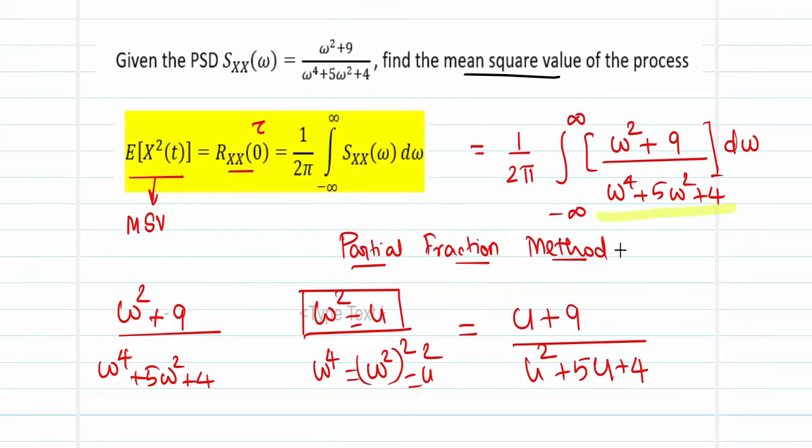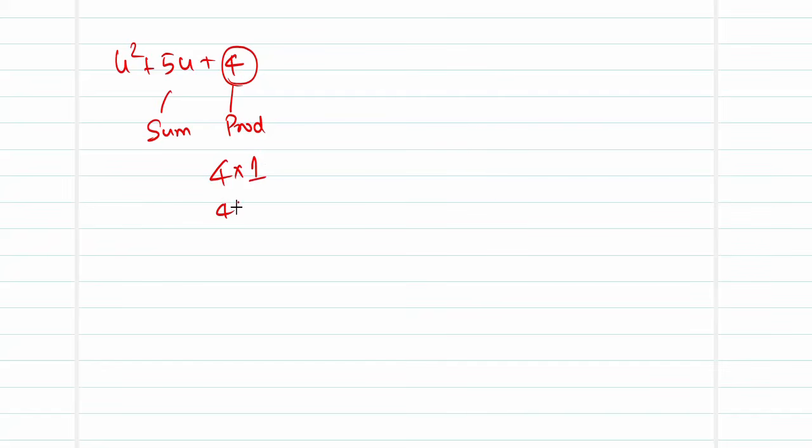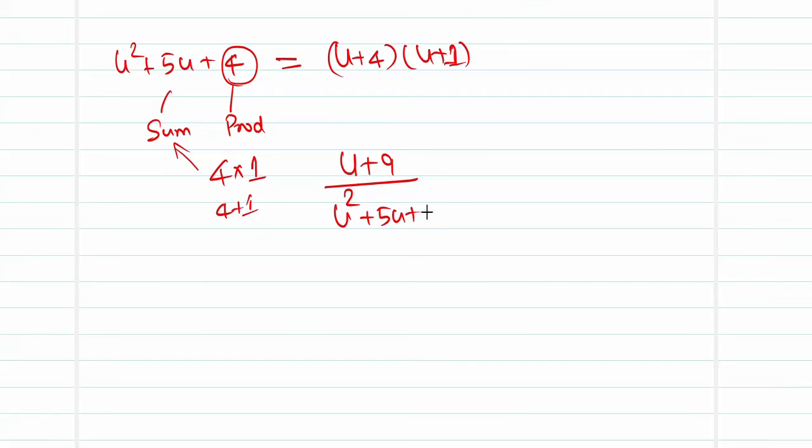Now again, to split this into partial fractions, I will have to factorize my denominator. How to factorize it? u square plus 5u plus 4 is my denominator. So this is going to be my sum and this is going to be my product. I have to get the product as 4. 4 into 1 will give me 4, and 4 plus 1 will make the sum, which is 5. So I can split this as u plus 4 into u plus 1. So I have u plus 9 divided by u square plus 5u plus 4 rewritten as u plus 9 divided by (u plus 4) into (u plus 1).